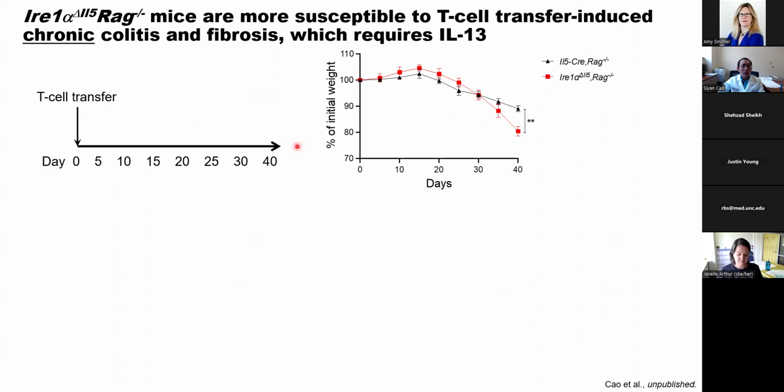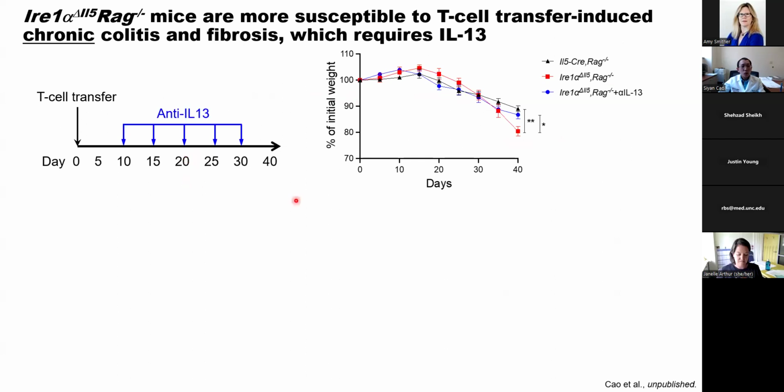And I also performed this T cell transfer induced colitis model to look at how those mice respond to chronic colitis and fibrosis. What I did is I transferred the mice with wild type T cells on day 0, and watched them for 40 days for weight changes and clinical scores. And here you can see the knockout mice actually developed more severe chronic colitis, as indicated by the more severe weight loss after the transfer of wild type T cells.